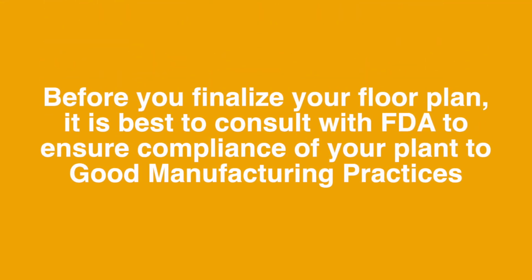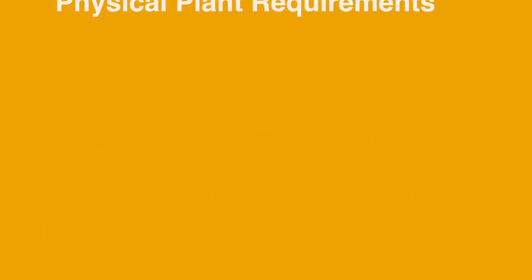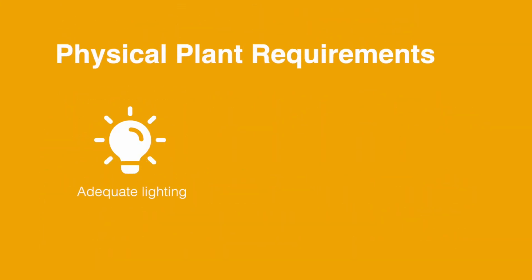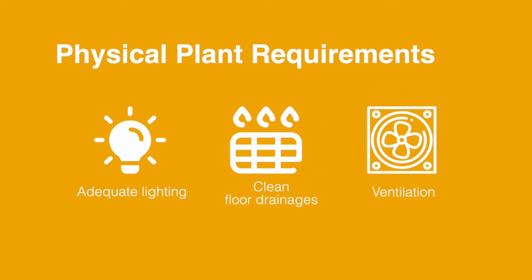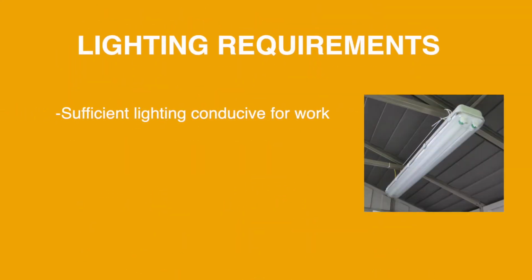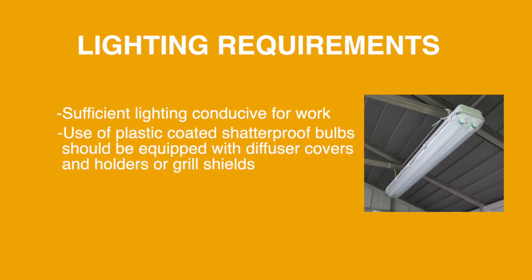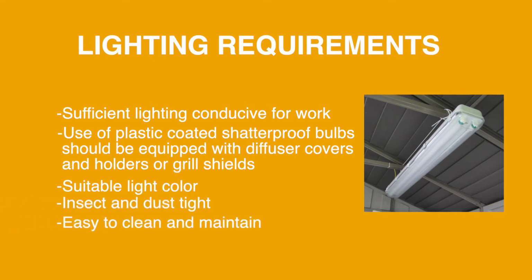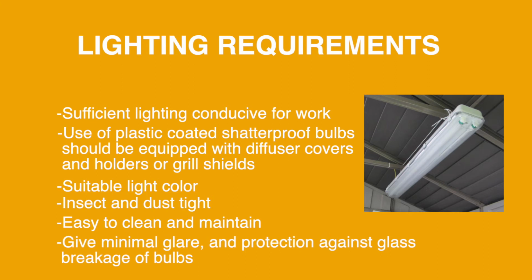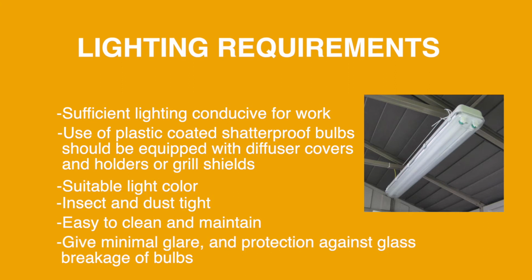Before you finalize your floor plan, it is best to consult with the FDA to ensure compliance of your plant to good manufacturing practices. It is important to be able to provide adequate lighting, clean floor drainages, and ventilation. You need sufficient lighting conducive for work. Use plastic-coated shatterproof bulbs equipped with diffuser covers and holders or grill shields, suitable light color, insect and dust proof, easy to clean and maintain, giving minimal glare, and protecting against glass breakage of bulbs and fluorescents.